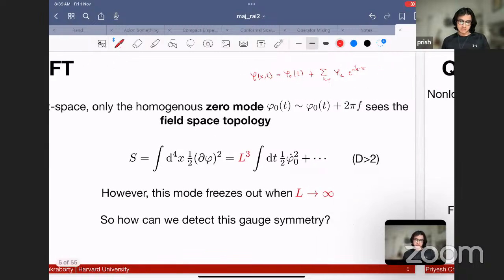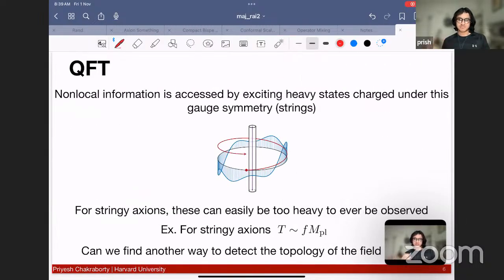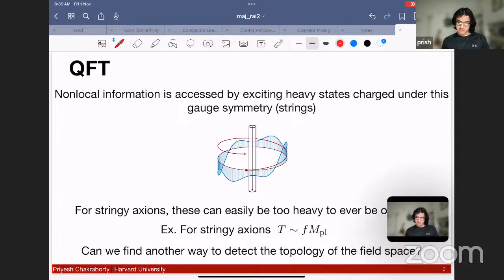So how do we typically try to detect it in flat space situations? Well, we can observe states which are charged under this gauge symmetry, strings, as the previous talk was talking about. But for stringy axions, the tension of these strings can easily be quite large, of order f times M Planck. And they might never be produced. Or maybe there's some clever mechanism to make them more observable. But this is one way you could probe it in flat space. So the main question for us is, is there some other way?